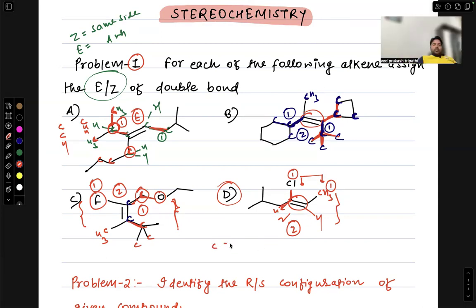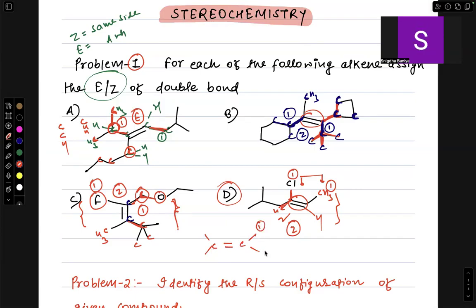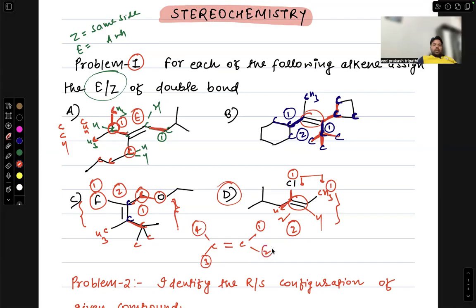I am saying, suppose this is my double bond carbon, and I am saying this is 1, this is 2, this is 3, this is 4. Assume these are the groups. I am not saying which one has high priority or which one has lower. I am just saying, suppose this is A, B, C, D.